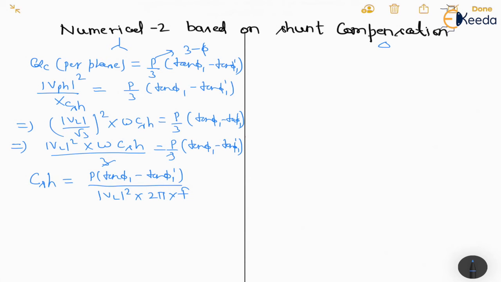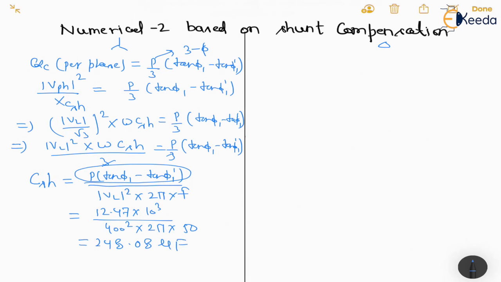And if we can calculate CSH by this, putting all these values, we know that P into tan phi 1 minus tan phi 1 dash was calculated as 12.47. So 12.47 into 10 to the power 3 upon VL. The line voltage given in the question is 400, square, into 2 pi into 50. So if you calculate this value, it comes out to be 248.08 microfarad.